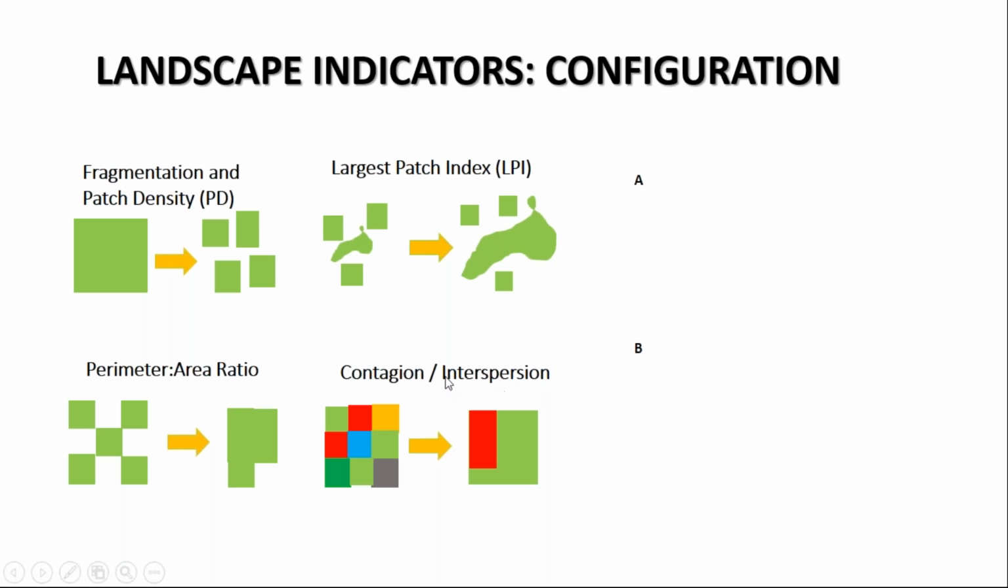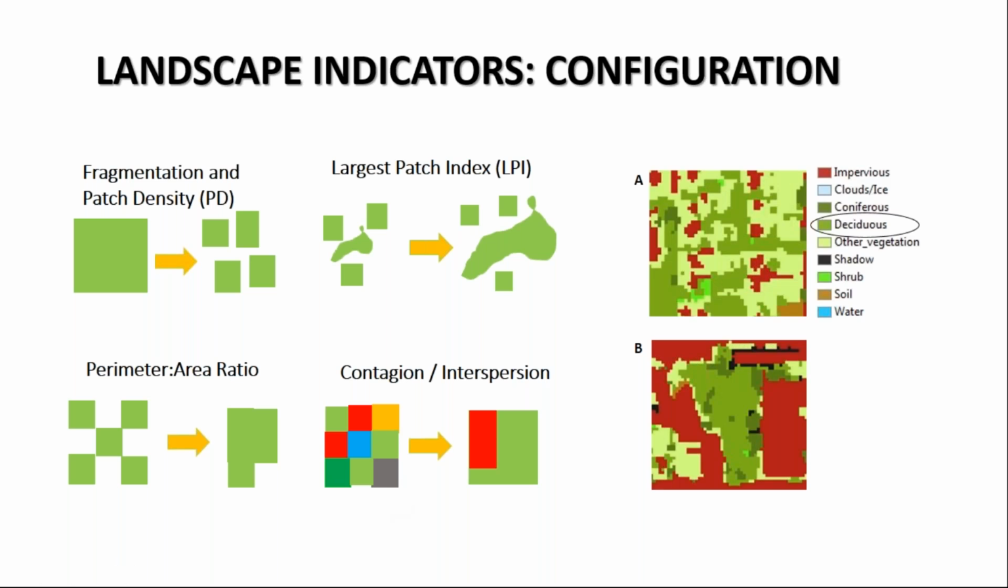And then the last thing is there's a bunch of different ways we can measure contagion or interspersion. That's the idea of whether land cover is in 1 or 2 clumps, like it is here on the right, or whether it's dispersed and all different cover types are kind of interspersed together. And so we have some landscape metrics that help us characterize those things.